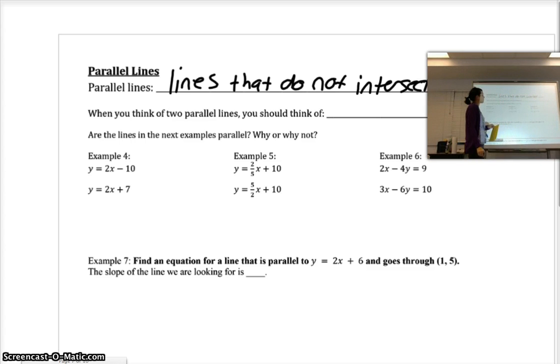Lines that do not intersect. Does anybody know the notation for parallel lines? What's the symbol? There's a symbol for parallel lines. Two straight lines, yeah, the two little lines, like that. Okay, so when we're looking at parallel lines, what should you think of in terms of their slope?